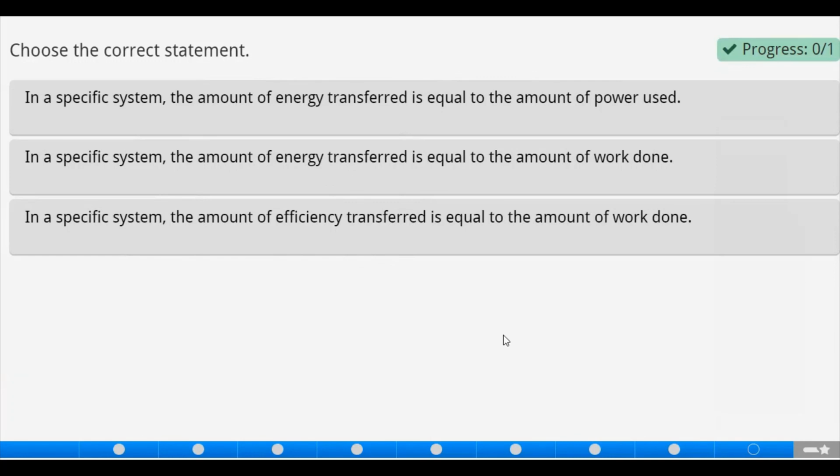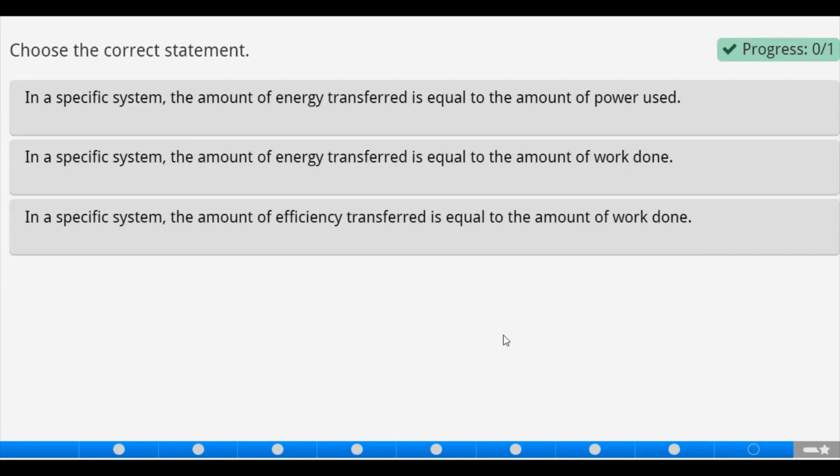Now, let's choose the correct statement before we call it a day. In a specific system, the amount of energy transferred is equal to the amount of power used. Is that statement right? I don't think so. It's not right, because energy can neither be created nor destroyed, but can be converted from one form to another.